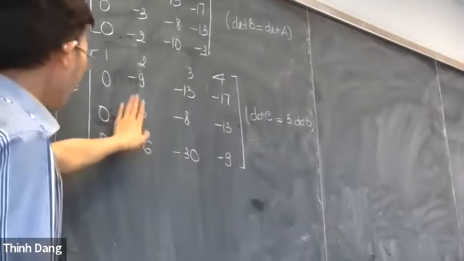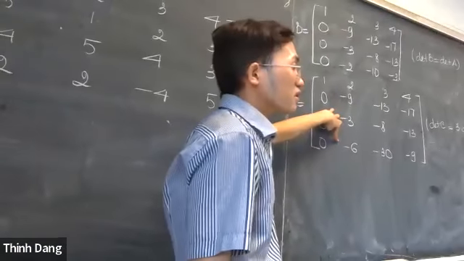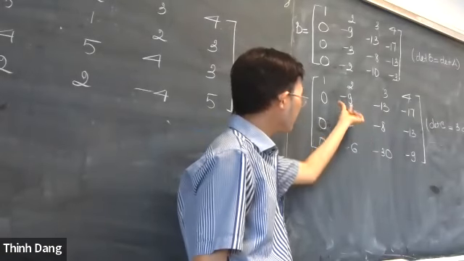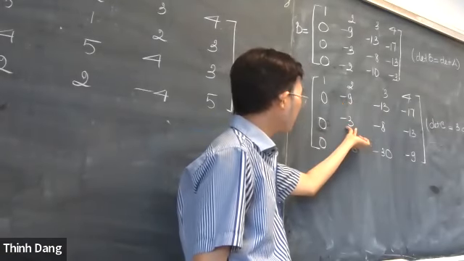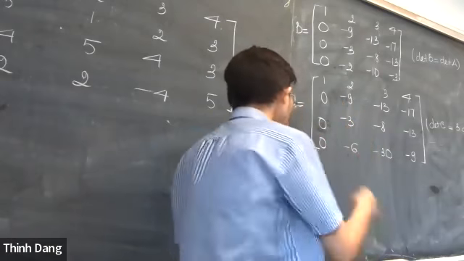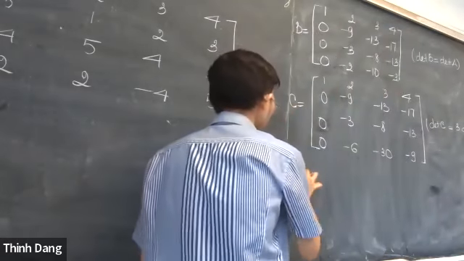I can actually make this and this become 0. Okay, I'm going to multiply this with 3, add that to the second row, and I'm going to multiply this with -2 and add that to the final row. Okay, so in that case, you should have the matrix D.